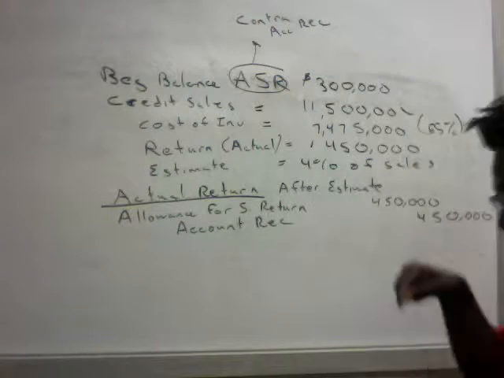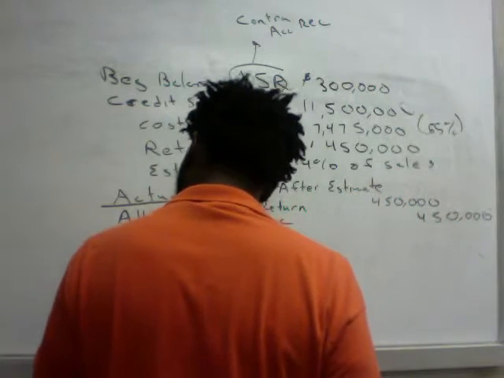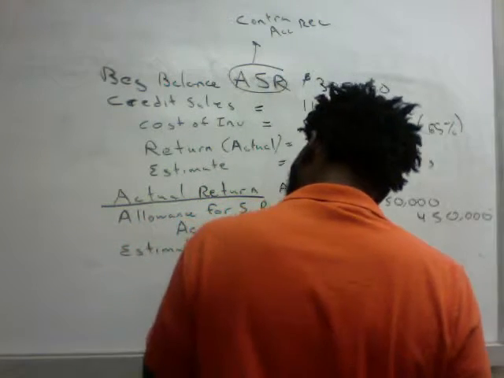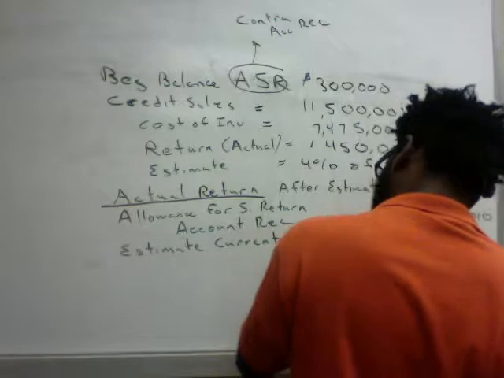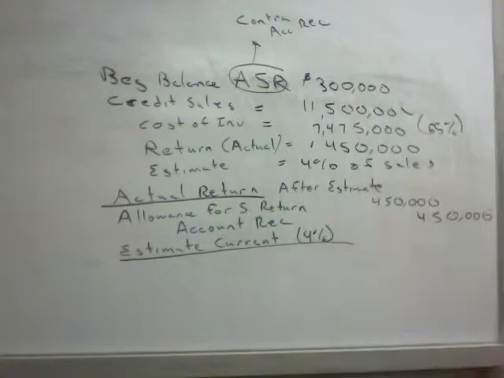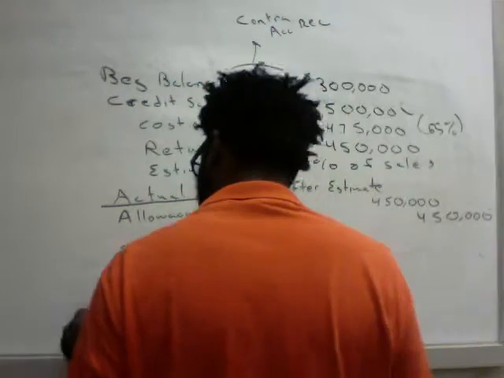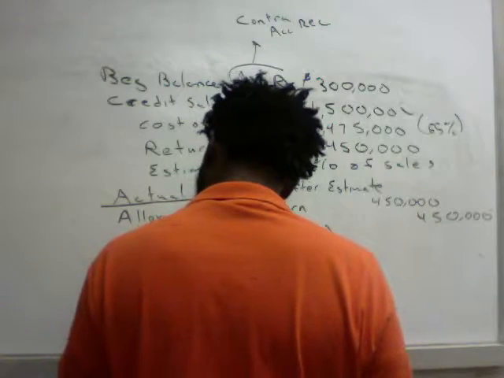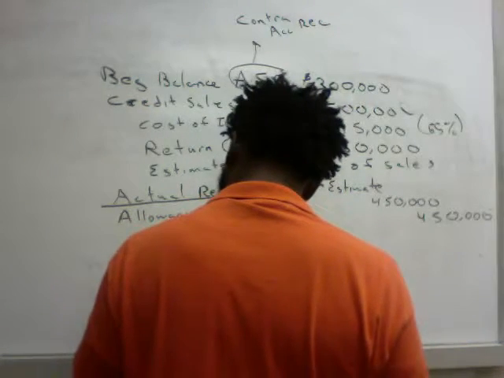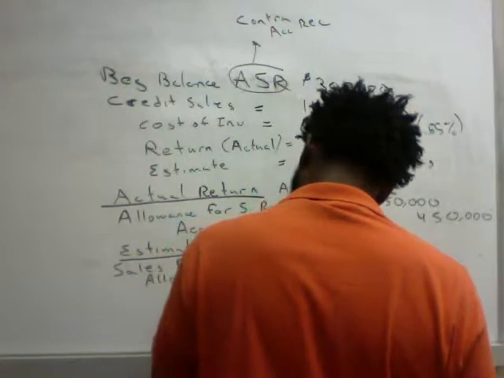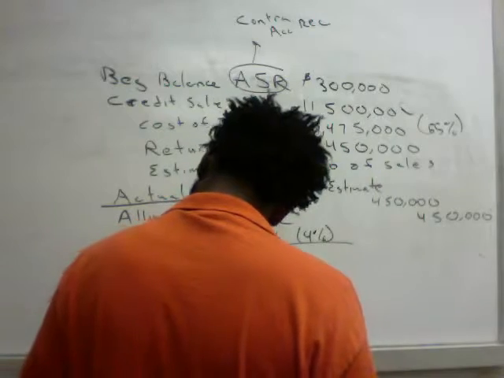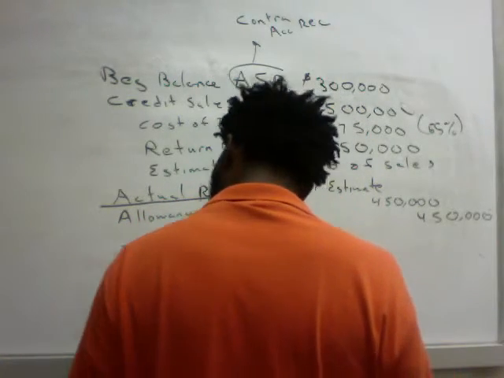Then they want us to make this year's estimate. And it's going to be based on 4%, right? Because they said 4% of sales. So how do we make the estimate? Again, look at your journal entry, right? We're going to debit what? Sales return. And we're going to credit what? Allowance for sales return. Then we have to put inventory back on the books. So we're going to debit inventory, and we're going to credit cost of goods sold.